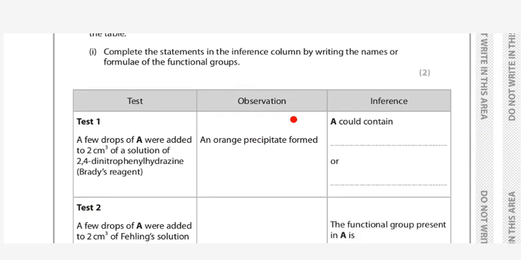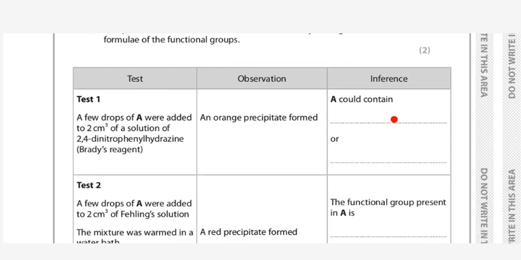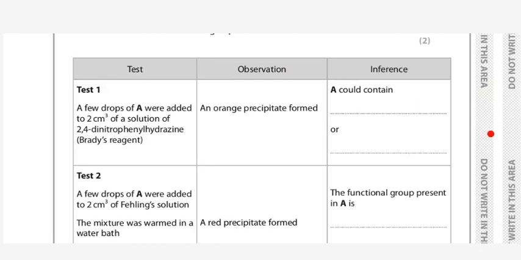A few drops of A were added to 2 cm³ of 2,4-DNP, which is Brady's reagent. Orange precipitate. With Brady's reagent, an orange precipitate is given for aldehydes or ketones. So the functional group can be aldehyde or ketone.